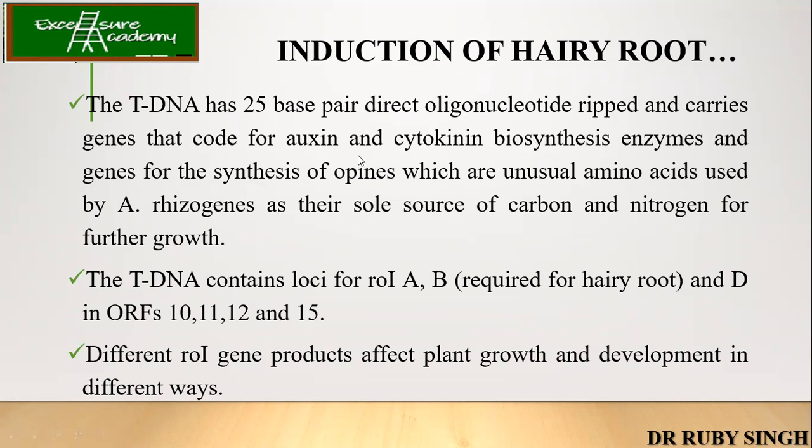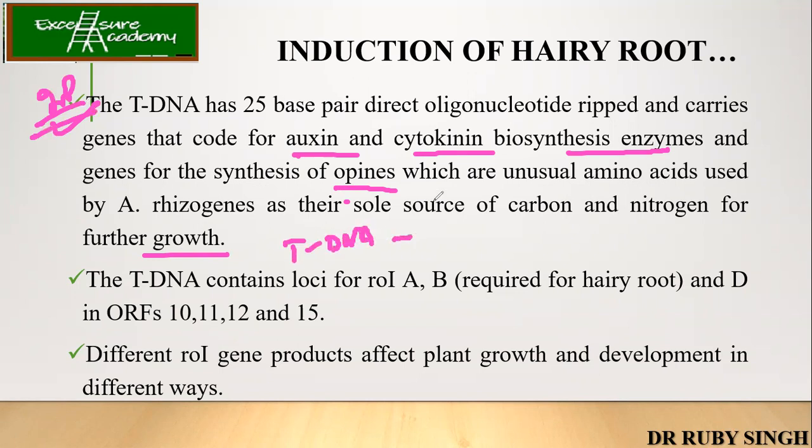Now this T-DNA has 25 base pair direct repeat border sequences and carries genes that code for auxin and cytokinin biosynthesis enzymes, and the genes for the synthesis of opines, which are unusual amino acids used by Agrobacterium rhizogenes as a sole source of carbon and nitrogen for further growth. This is very important to remember, please, guys. So you have this T-DNA, which has 25 base pair borders.